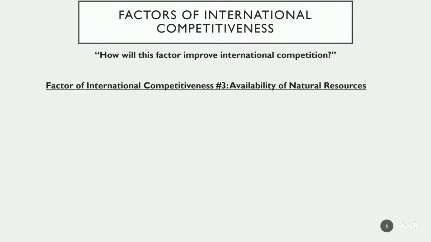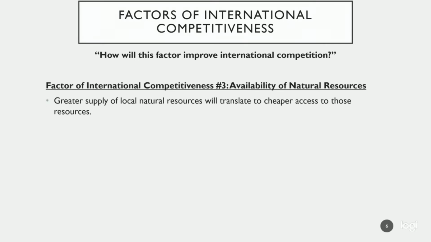Factor number 3 is the availability of natural resources, a fairly simple one, but if you think about it, if a country is able to source all of their natural resources domestically, this avoids the businesses having to go through importing costs, travel times, setup costs, and all the other costs associated with importing. And so once again, this is going to help reduce costs of production.